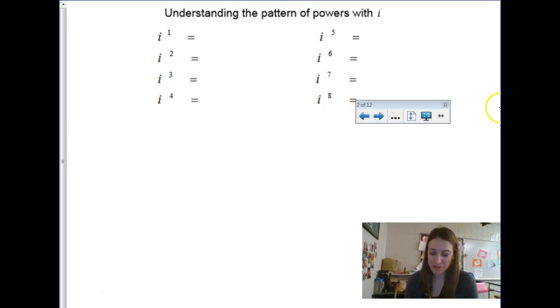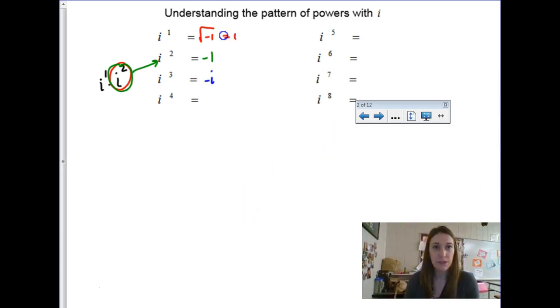Alright, let's talk about the powers of i. So i to the first power, just regular old i, we just found out was the square root of -1. If I was to square this number, that would give me -1. But what if I had i to the third power? I would like to think of i to the third power as i to the first power times i to the second power, since those are the two things I know. If i squared is -1, this is just -1 times i, which is -i.